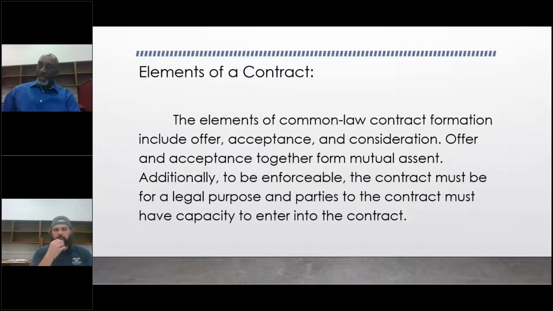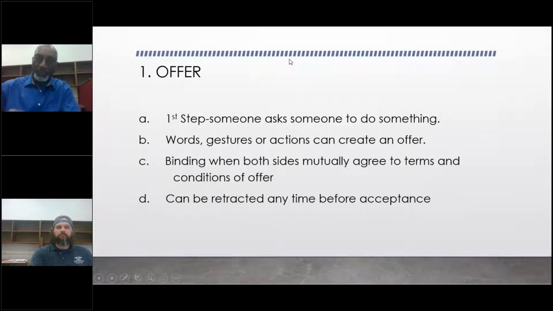So when we talk about the elements of what makes a contract, the reason this is important is that if some of these elements are missing, then it puts in question the enforceability of the contract. So we want to make sure that we get all of the elements listed in the contract, and that the parties are eligible to participate in the contract. So the first element is an offer.